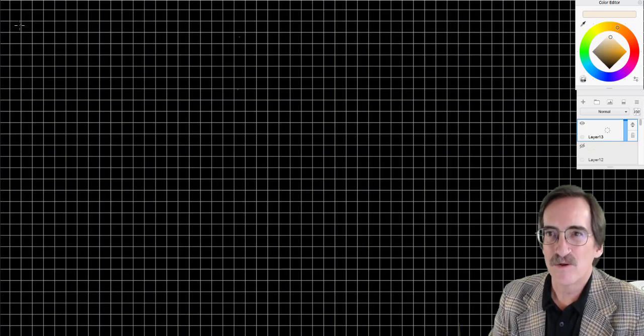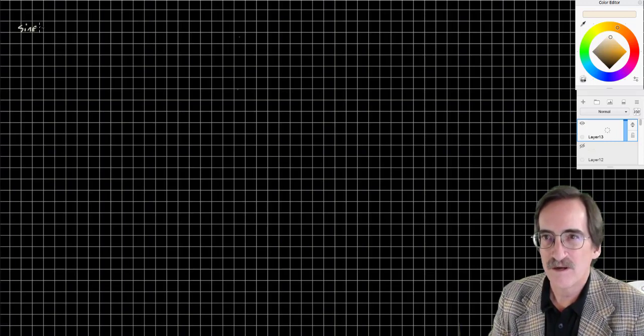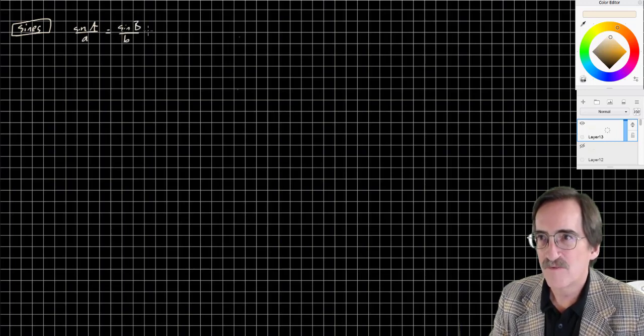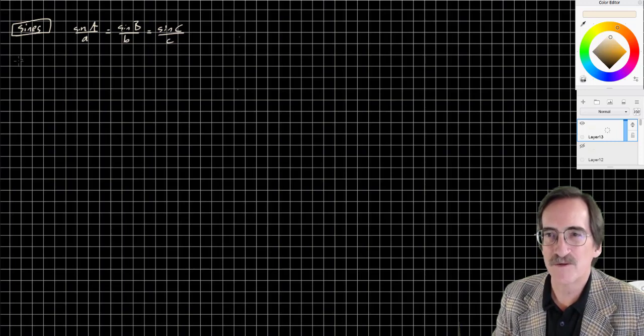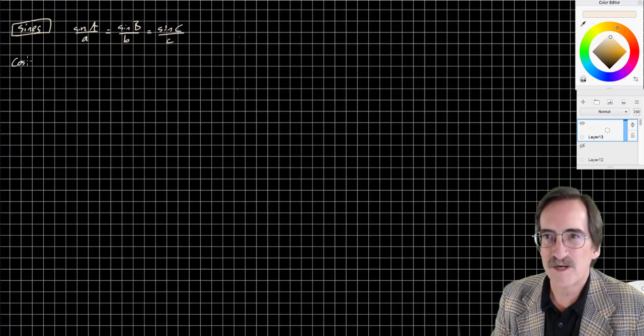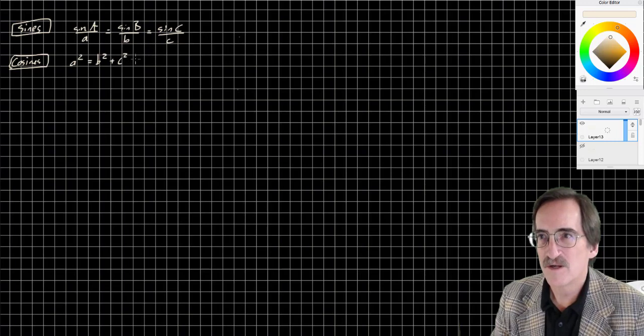Okay, you recall the law of sines. It says sine A over a equals sine B over b equals sine C over c, where like letter pairs are opposite angles and sides. The law of cosines looks like the Pythagorean theorem. a squared equals b squared plus c squared minus 2bc cosine A.